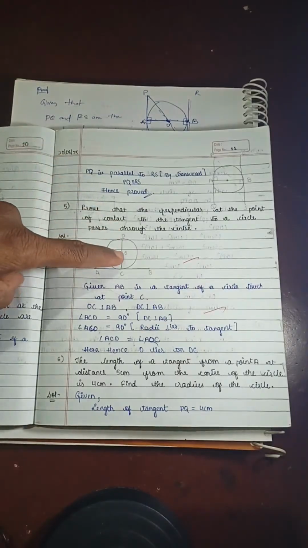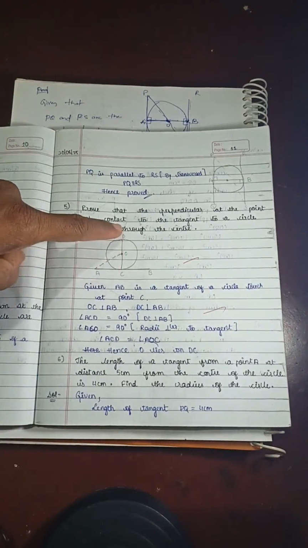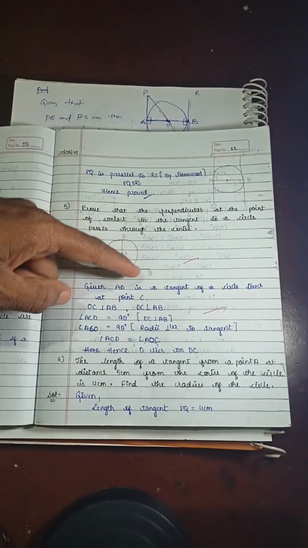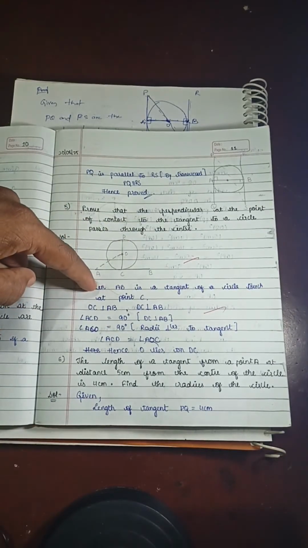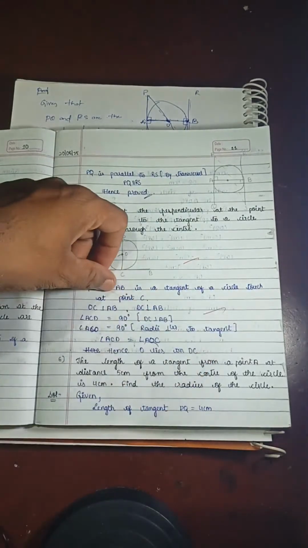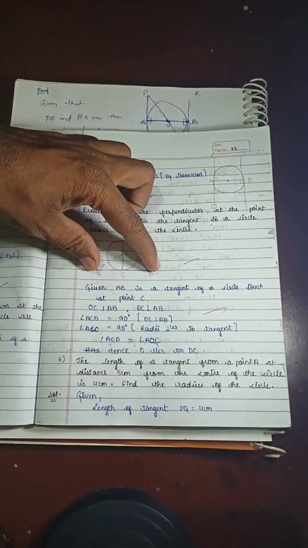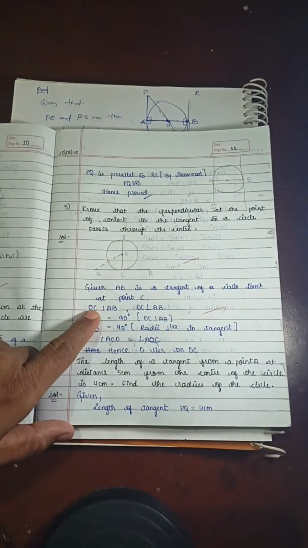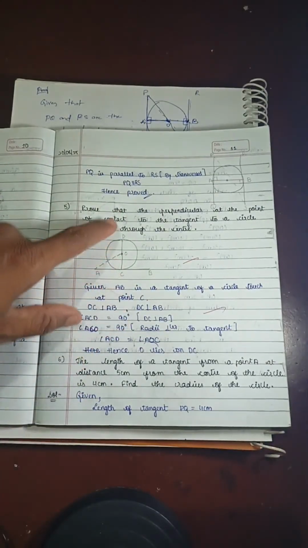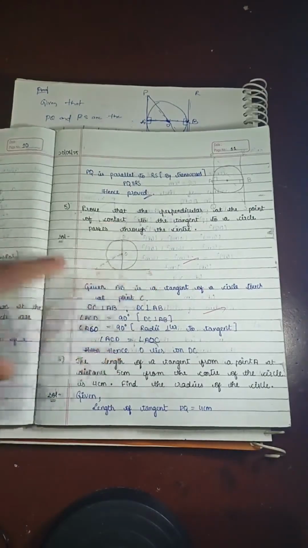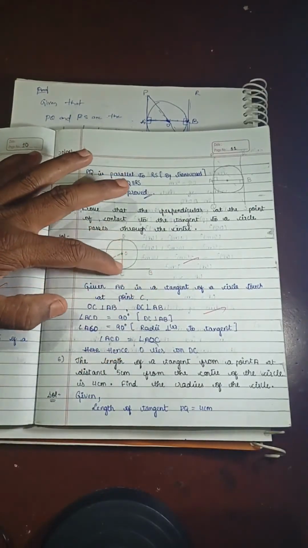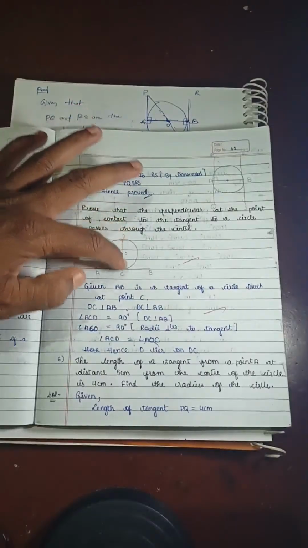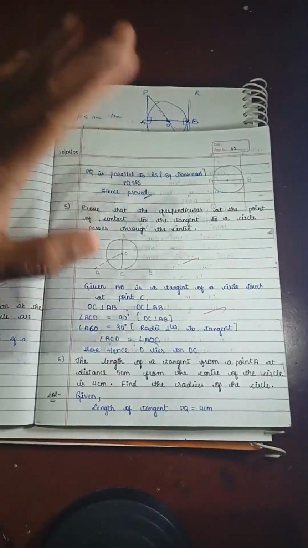Yes, see, OC is the radius, OD is another radius. We are drawing from the center of the circle to the tangent at an external point, that is A. Given AB is a tangent of a circle touching at a point C. Now see, OC is perpendicular to AB and DC is also perpendicular to AB, because OC is a radius perpendicular to the tangent. This is the tangent, this is the radius, both are perpendicular. And this is the diameter and this is the tangent, both are perpendicular.